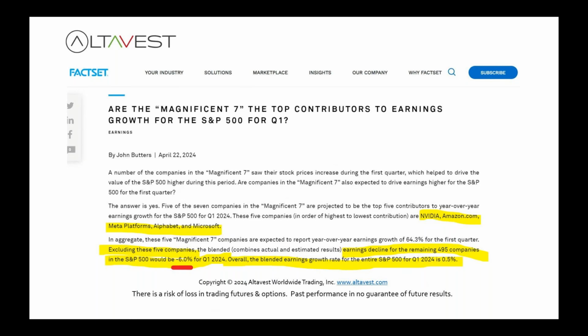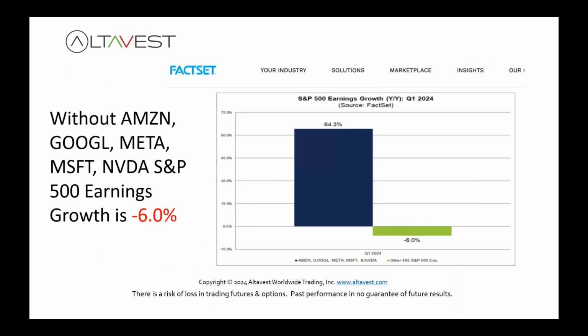So what if you want to look at an index that's actually acting a bit more like an index should, with broader exposure? And here's just a graph of what this looks like. You've got those 5 companies again accounting for 64% of Q1 year-over-year earnings growth. And the other 495 companies, you'd actually have negative 6% earnings growth.